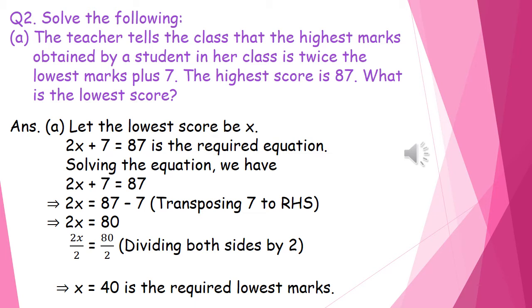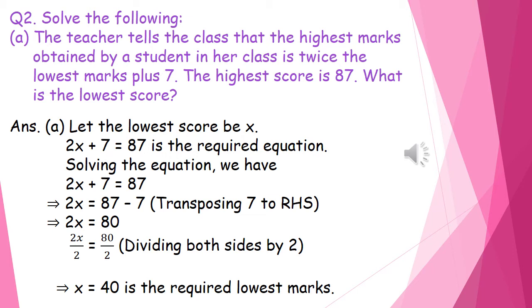Let the lowest score be x. So twice the lowest score plus 7 is 2x plus 7, that is equal to the highest score, and in the question it is given as 87. So 2x plus 7 is equal to 87 is the required equation. Now we are transposing 7 to the right hand side by changing its sign from plus to minus. So 2x is equal to 87 minus 7.